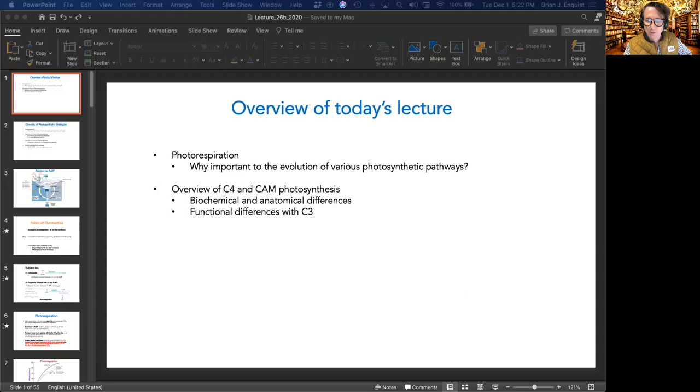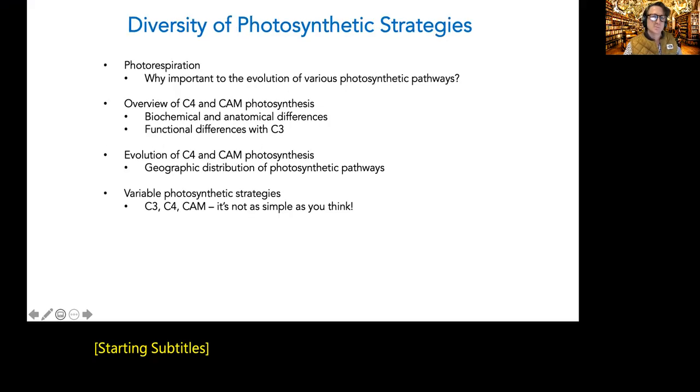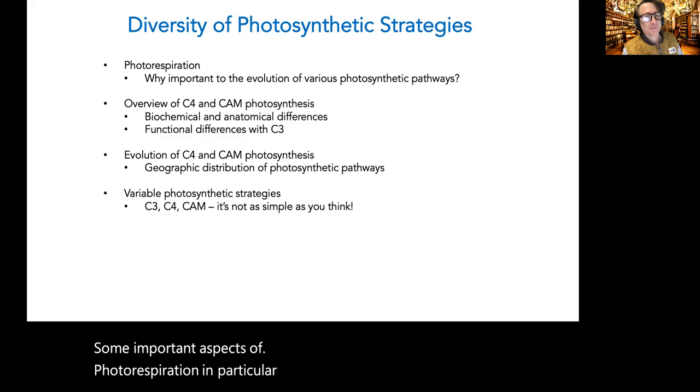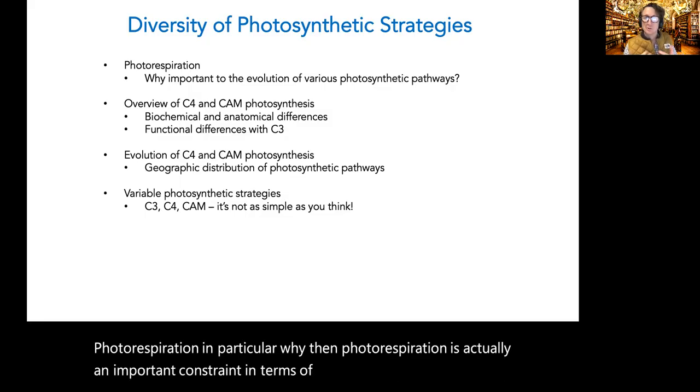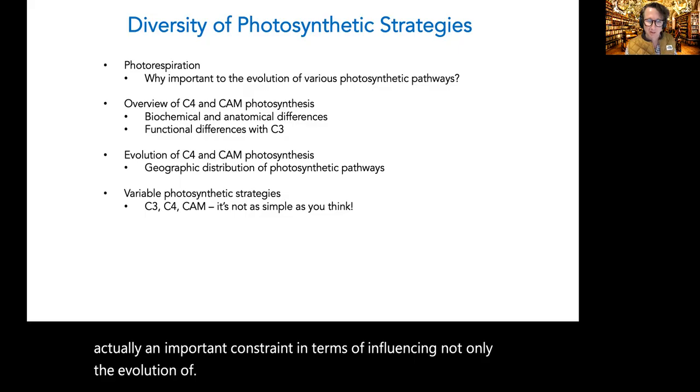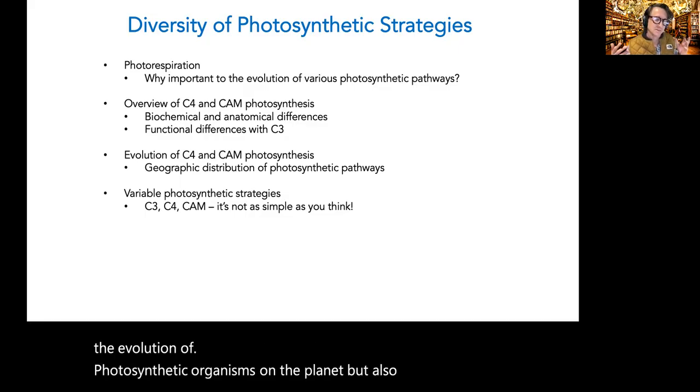Today, what we're going to do is take a little bit of a deeper dive in terms of understanding the evolution of photosynthetic diversity in the land plants. And in particular, what I would like to do today is highlight some important aspects of photorespiration. In particular, why photorespiration is an important constraint influencing not only the evolution of photosynthetic organisms on the planet, but also the evolution of diverse photosynthetic pathways.